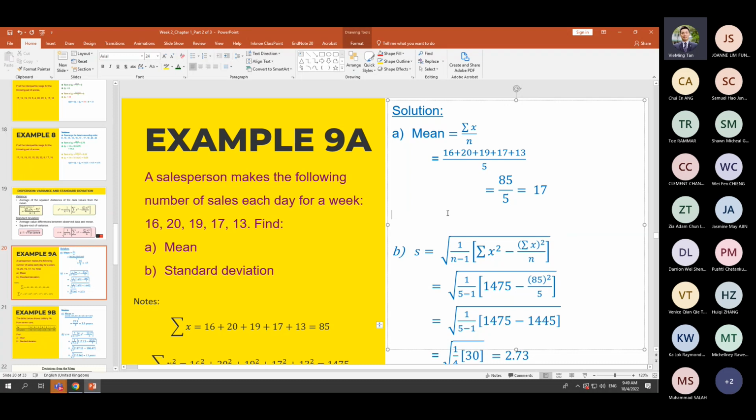Part B, you're asked to calculate the standard deviation. You can write down the formula first if you want. You can copy the formula from the formula sheet. You may find that in order to get the standard deviation, you need total x squared, this part. You also need total x. So we need to get the total x squared first. What is the meaning of total x squared here? We need to get this part first.